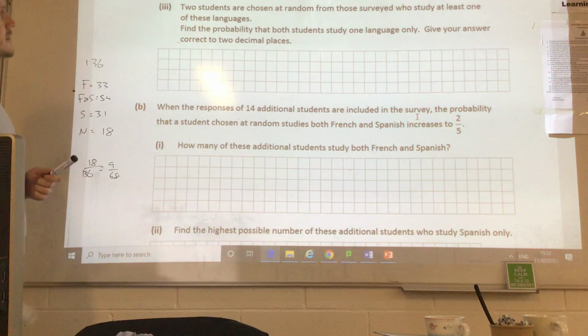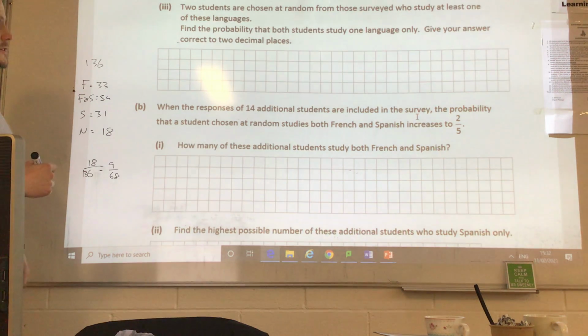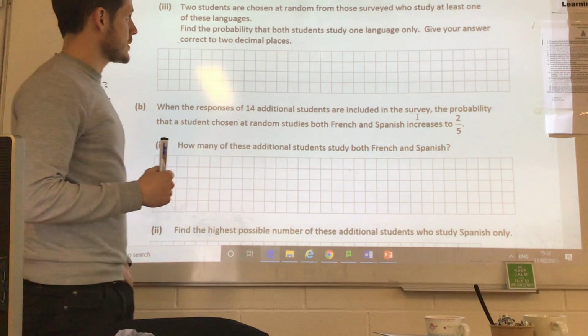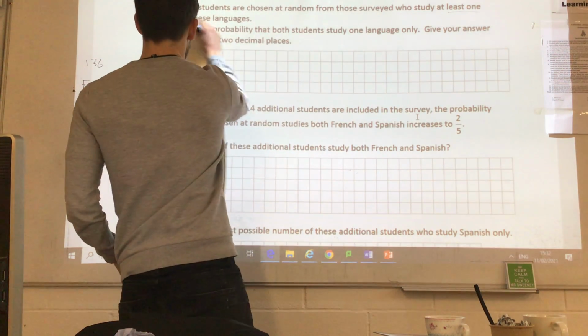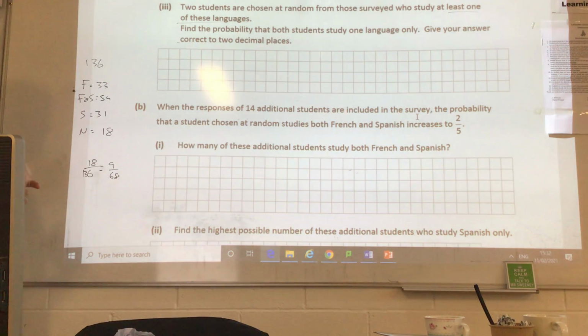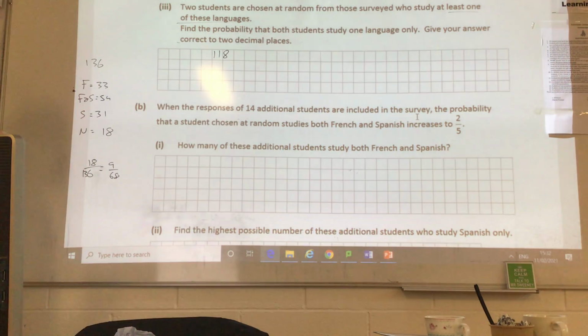It says 2 students were chosen at random from those surveyed who study at least one of these languages. Okay, that's important. So 2 students are chosen at random from those who study at least one. So we're discounting the 18 people that don't do any. Find the probability that both students study one language only. Give your answer correct to 2 decimal places. Now there is a load of different ways to do this. First thing, we know that there's only 118 people being involved in this. There's 136 in total, and 18 people have been taken out because they don't study any languages. So 118 is what we're going to base things on.